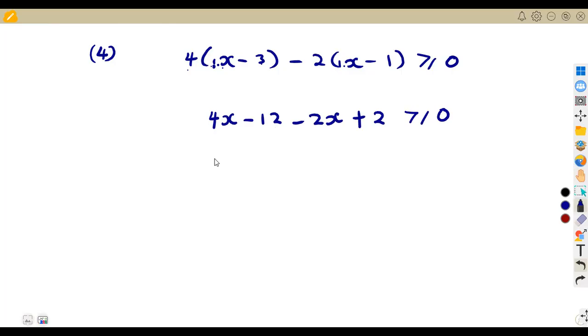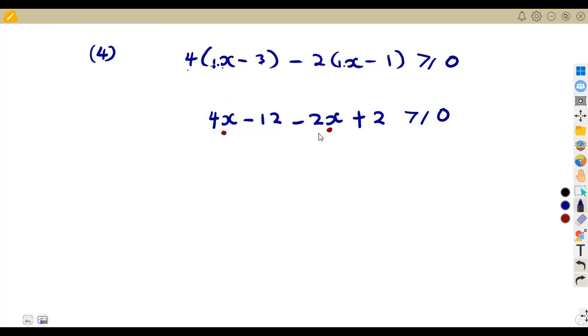So what you're going to do is to collect the like terms already. We've got all the terms on one side of the inequality. Before you transpose anything, just collect the like terms, the terms with x. These are the like terms. So this is 4x minus 2x.